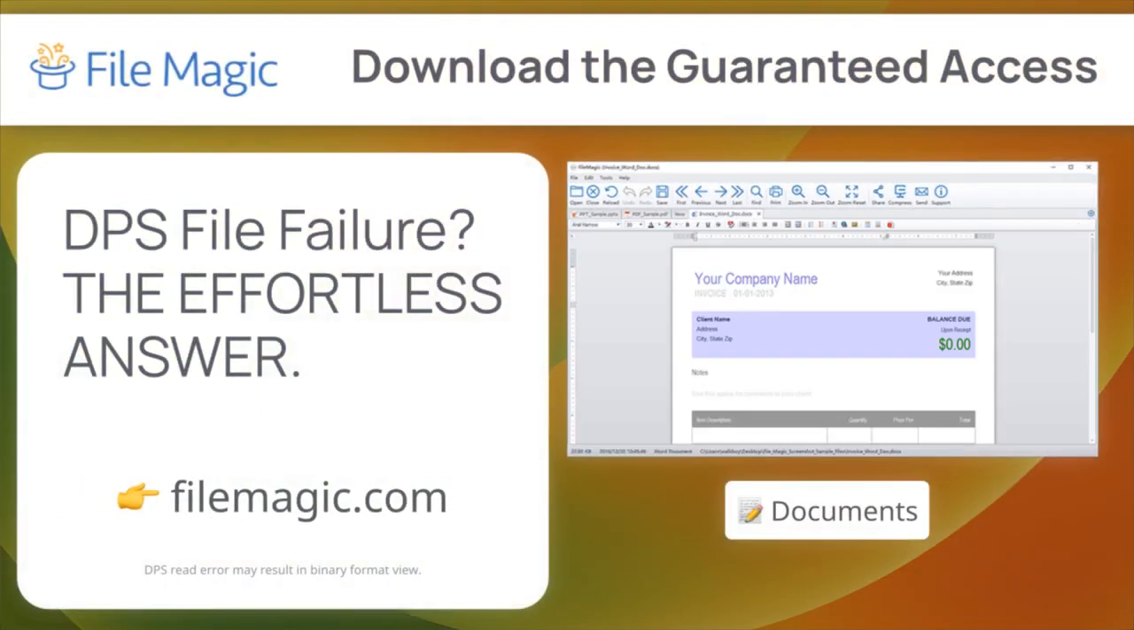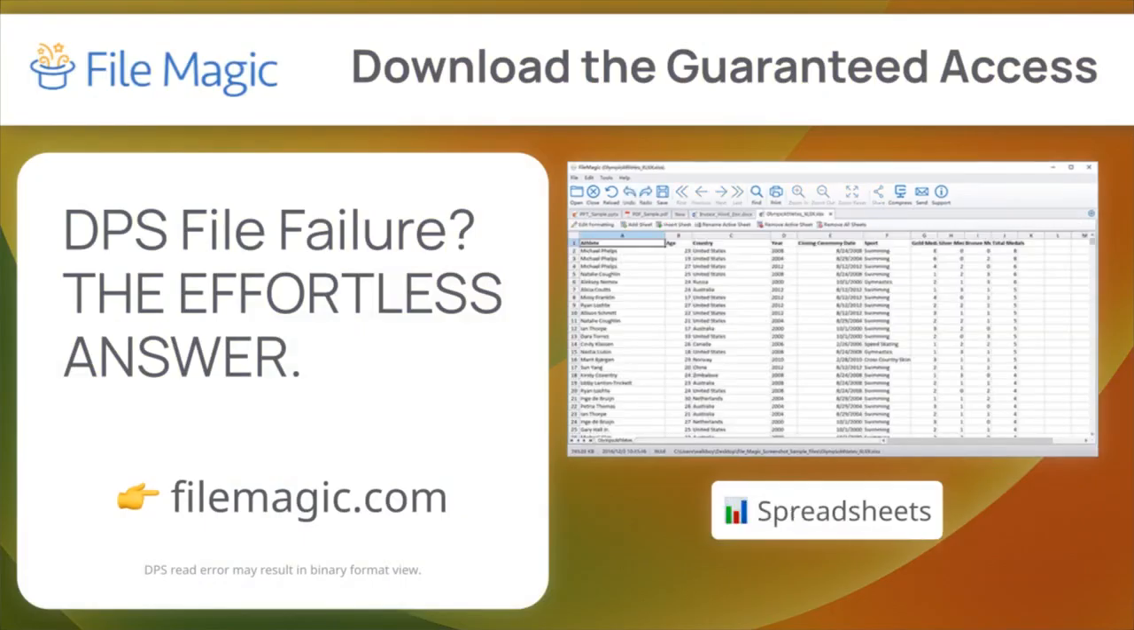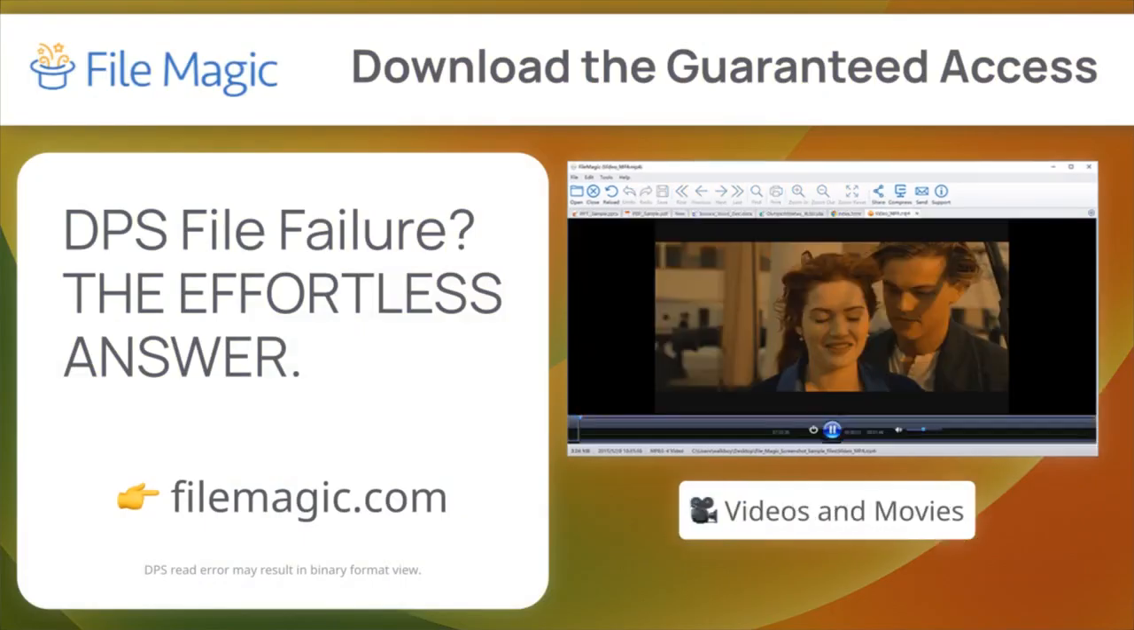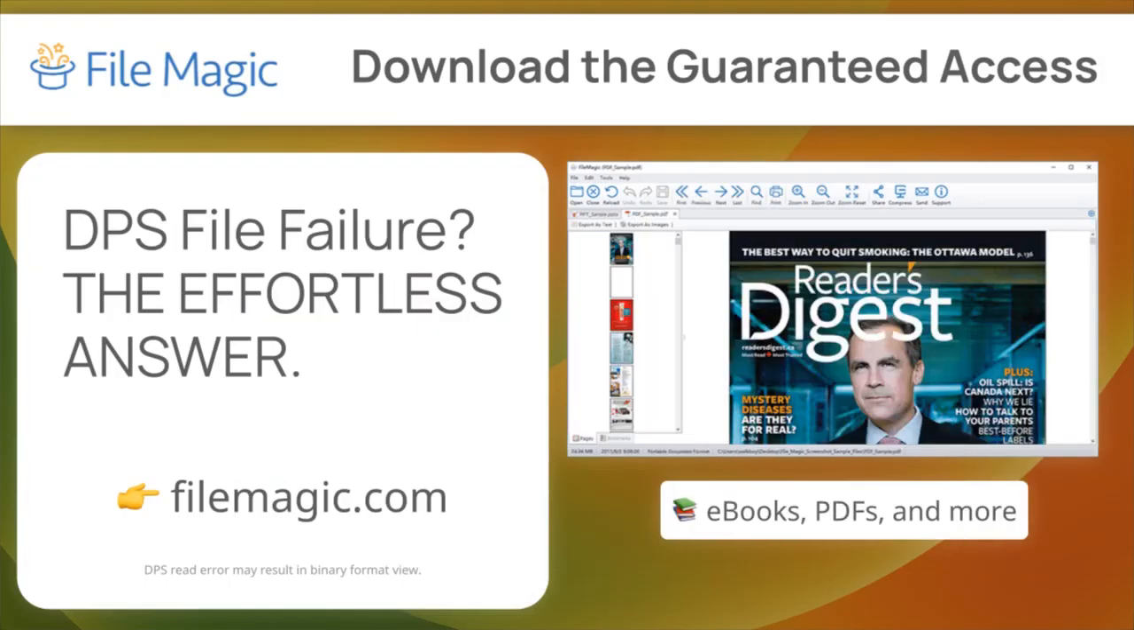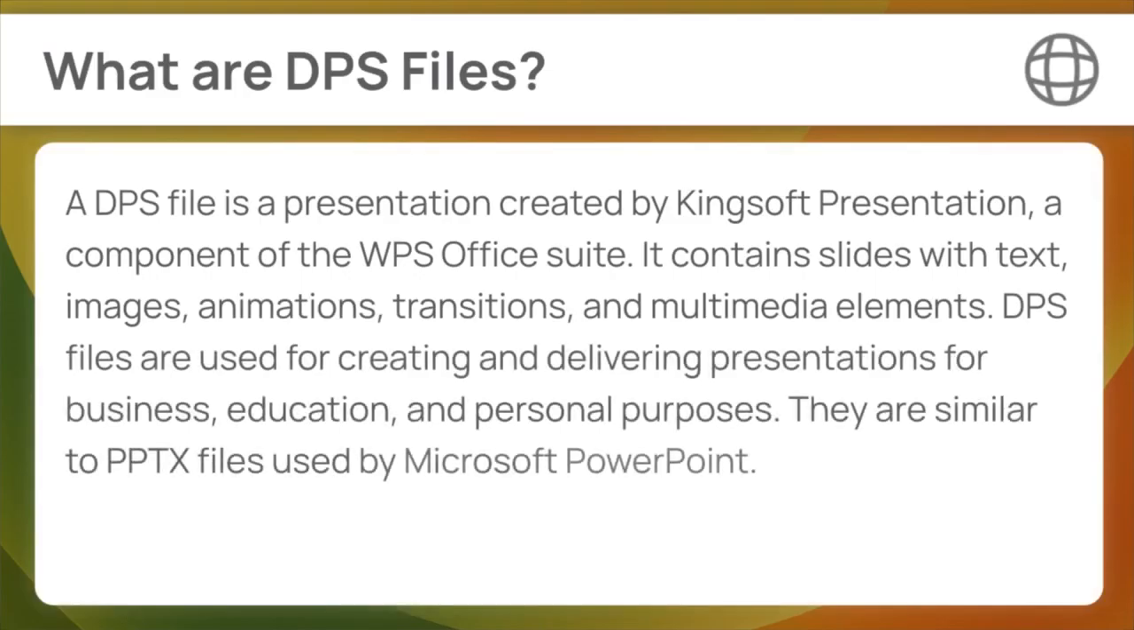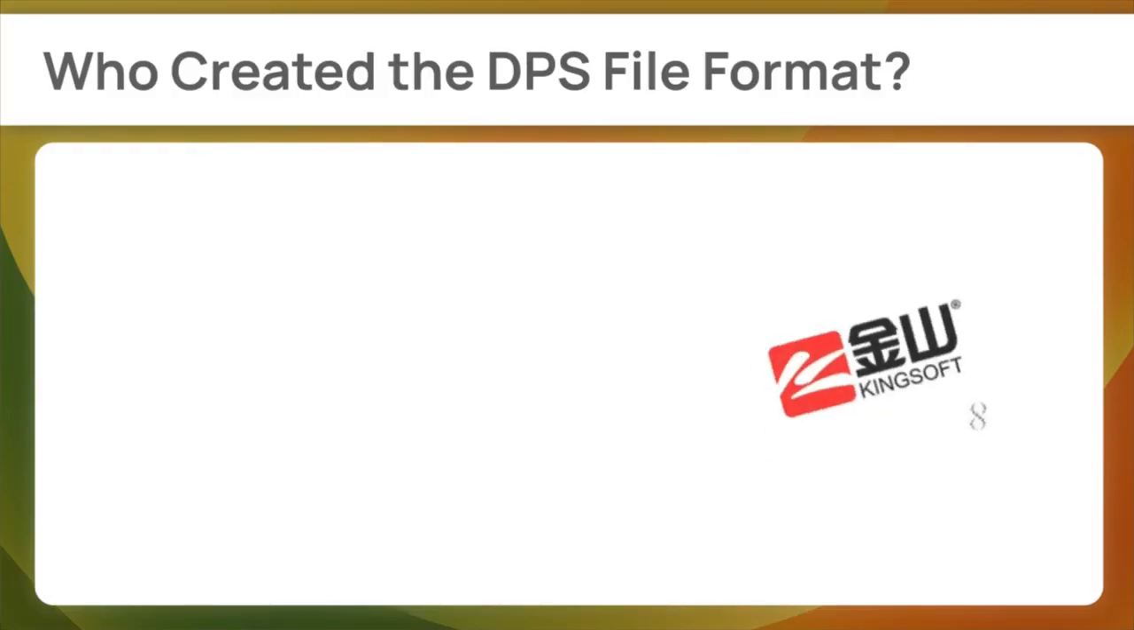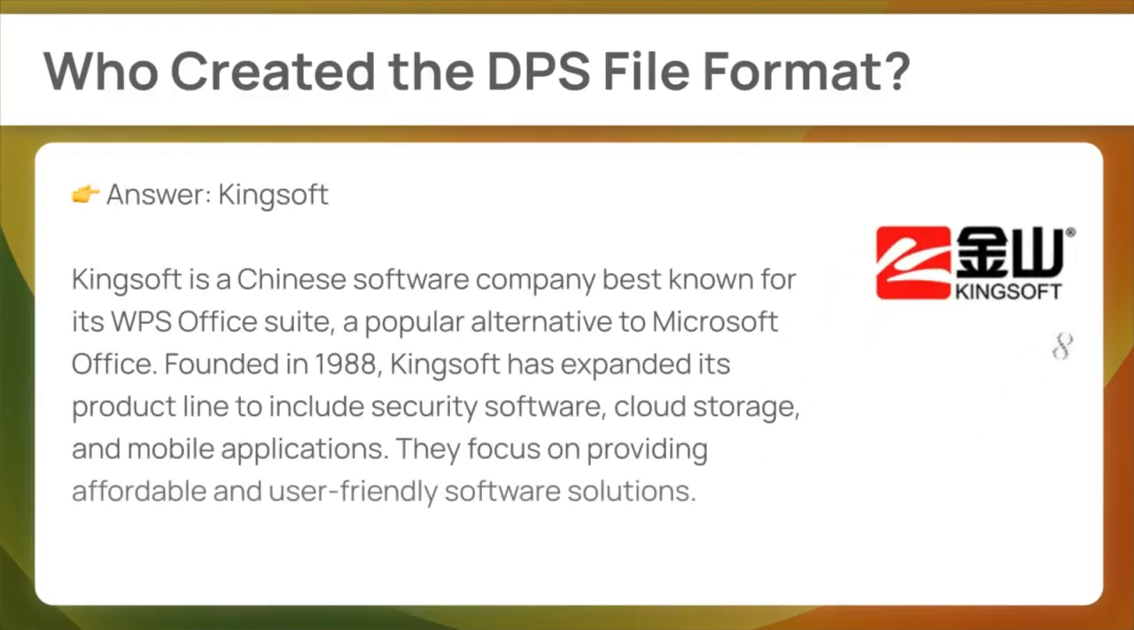Before we wrap up, I want to emphasize our final step. We will showcase how a single, robust DPS file inspection utility offers maximum efficiency by solving hundreds of file type issues. A DPS file is a presentation created by Kingsoft Presentation, a component of the WPS Office suite. It contains slides with text, images, animations, transitions, and multimedia elements. DPS files are used for creating and delivering presentations for business, education, and personal purposes. They are similar to PPTX files used by Microsoft PowerPoint.